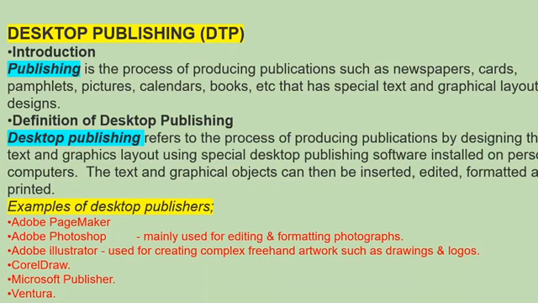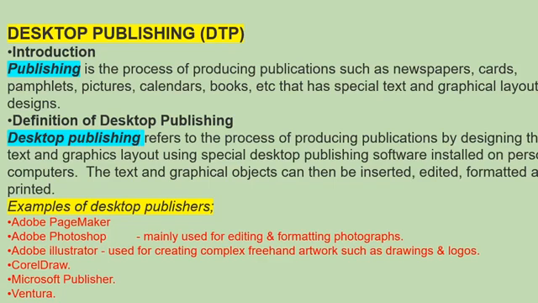Then we shall now go ahead and look at the definition of desktop publishing. Desktop publishing refers to the process of producing publications by designing their text and graphics layout using special desktop publishing software installed on PC or personal computers. Therefore, basically, desktop publishing is the act of producing publications, and these publications may include pamphlets, books, calendars, etc. And also we can talk of posters.